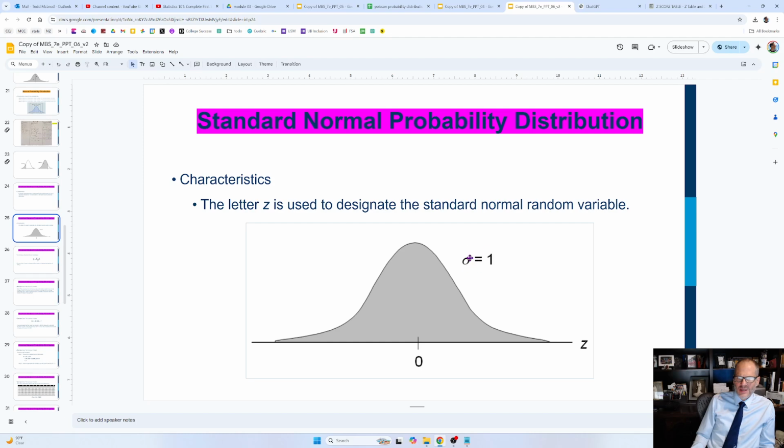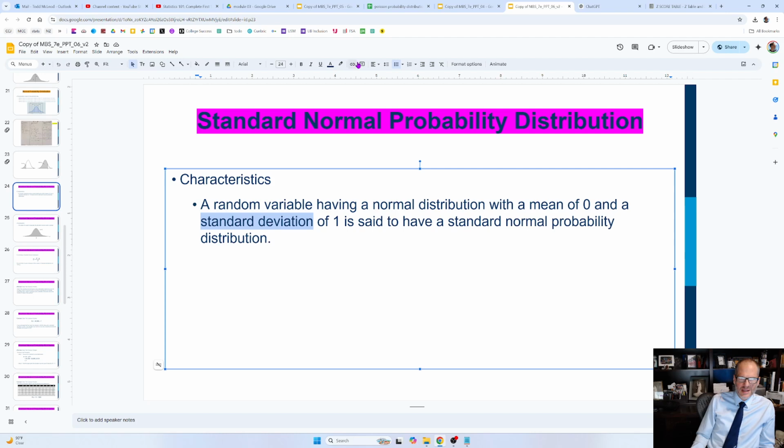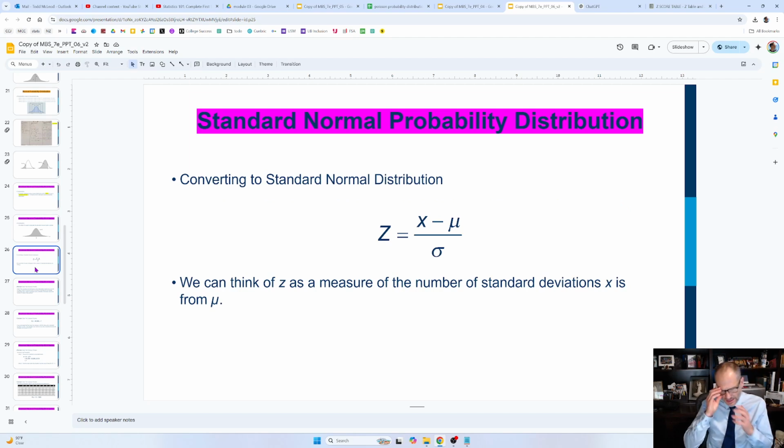Here is the standard normal probability distribution: mean 0, standard deviation 1. We should highlight these. The mean is 0 and the standard deviation is 1. And Z is used to designate the standard normal random variable. Here's how you calculate Z. It's the distance of a data point from the mean, kind of like how many standard deviations that is away from the mean. So we can think of Z as a measure of the number of standard deviations X is from the mean.